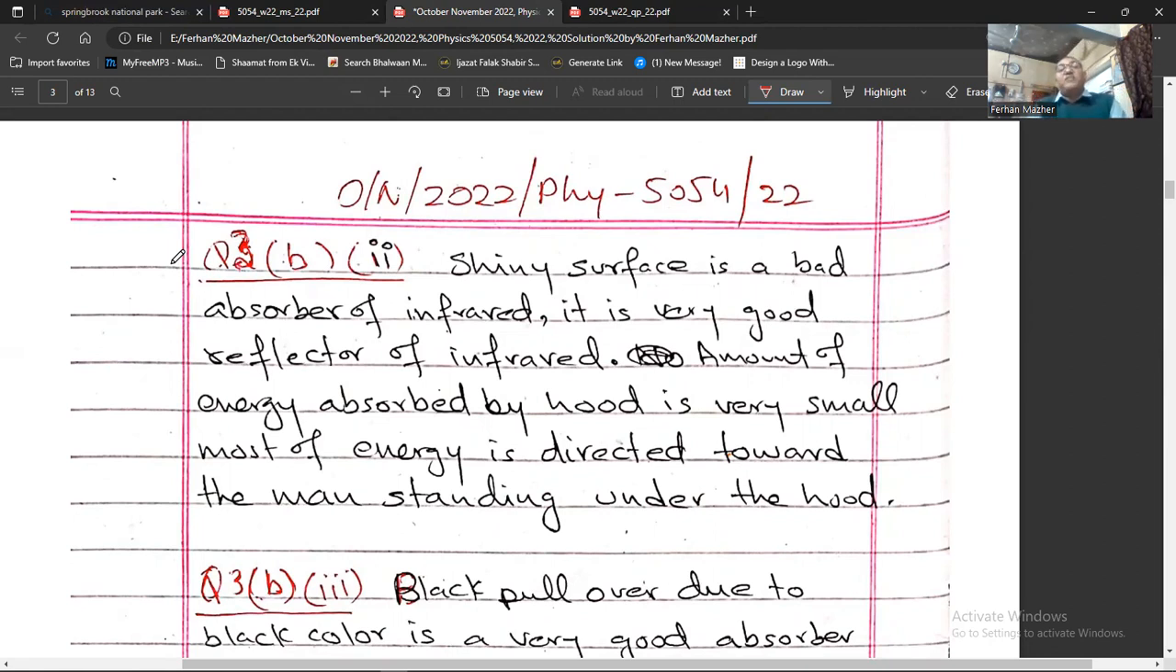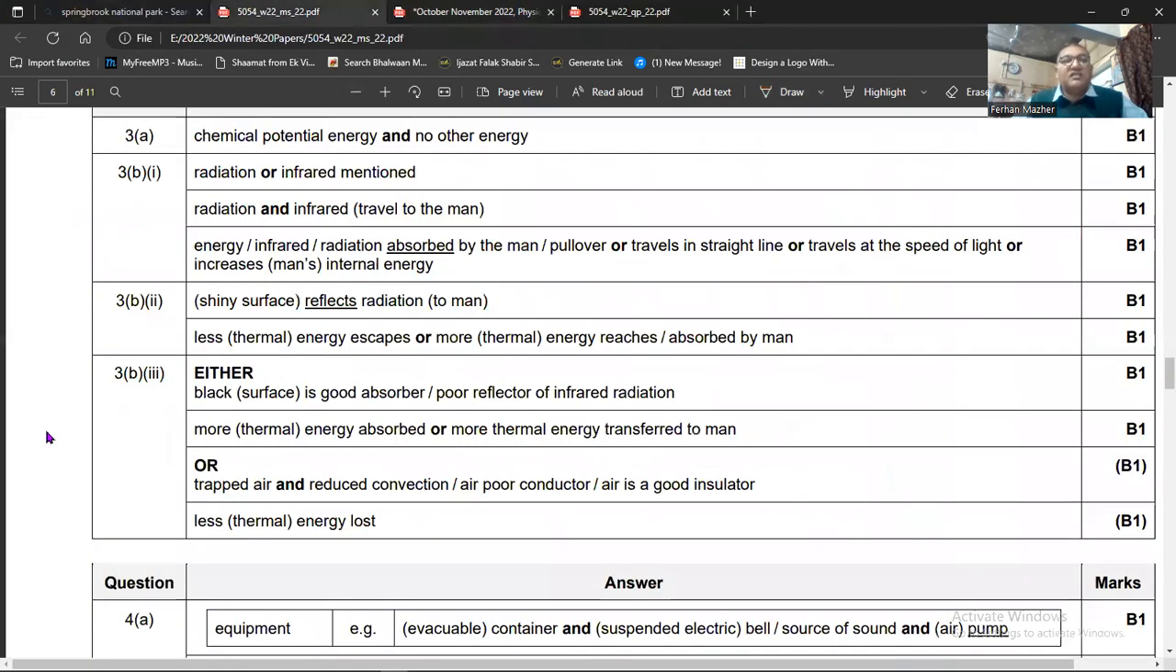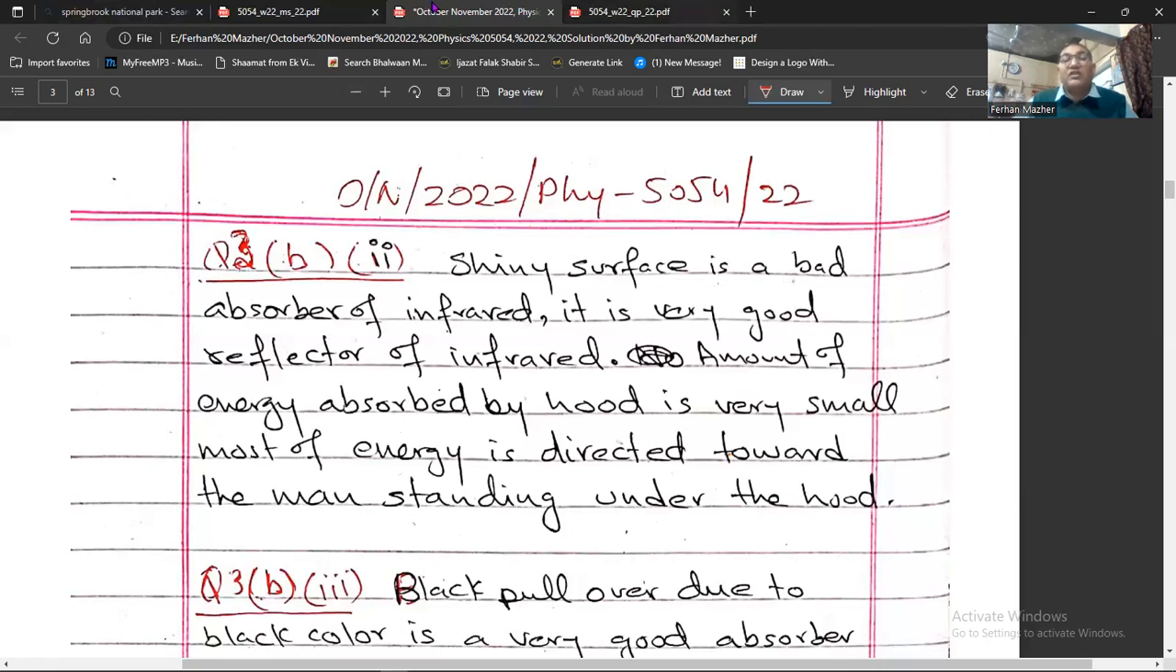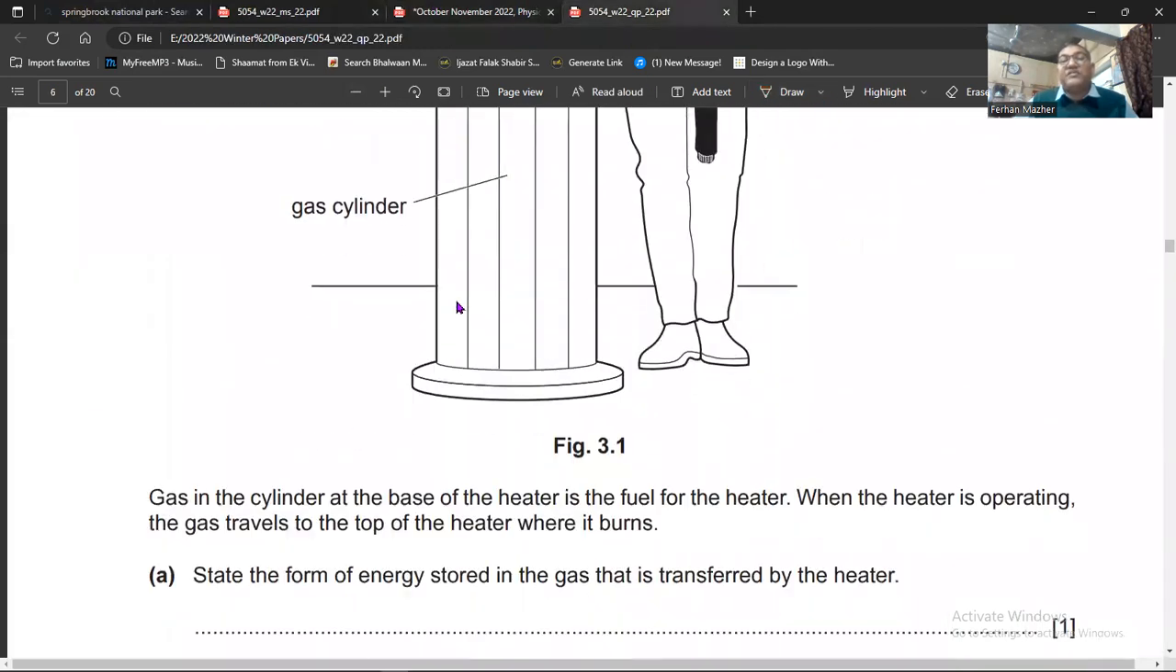Shiny surface is a bad absorber of infrared. It is a very good reflector of infrared. The amount of energy absorbed by the hood is very small. Most of the energy is directed towards the man standing under the hood. So you see, this will make it more efficient. Shiny surface reflects radiation to the man, less energy escapes, or more thermal energy reaches the man. Okay, so write this sentence also, that the waste energy will be reduced.